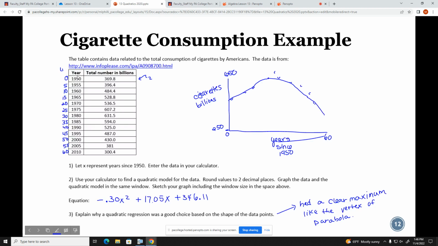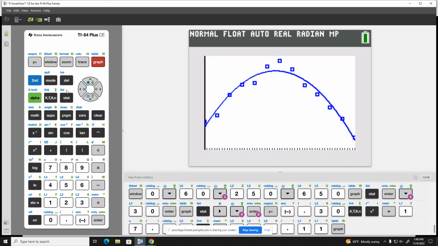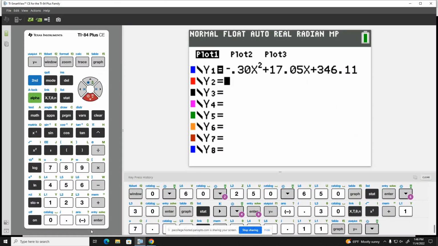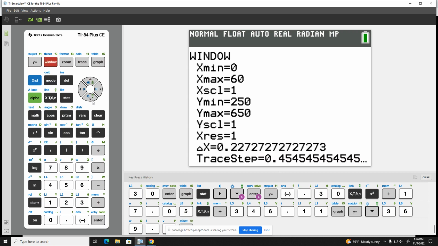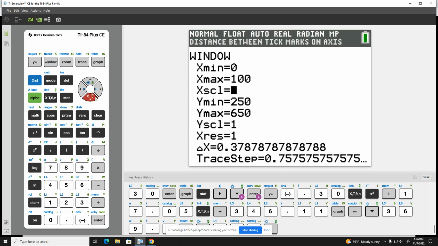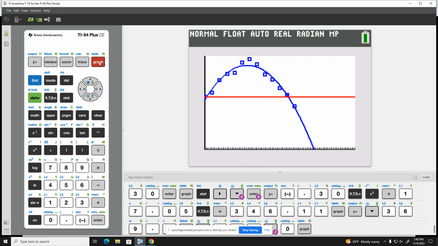So in 1950, cigarette consumption was at 369.8. So in my calculator's Y2, I'm going to put 369.8. Now, I'm going to make my window just a little bit bigger so that I can potentially see this. For this window, I'm going to put my years into the future, so I'm going to go up to 100 years. We'll see what happens. And for my minimum, I'm going to put 0. So I'm seeing more of the parabola shape. I'll hit graph, and we see our parabola continuing past the data.